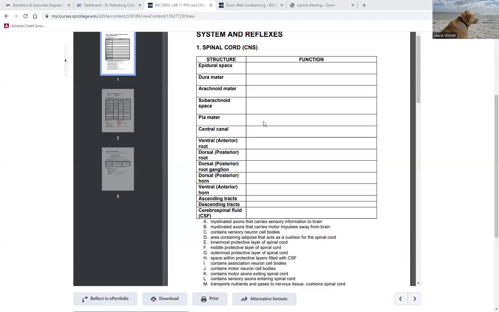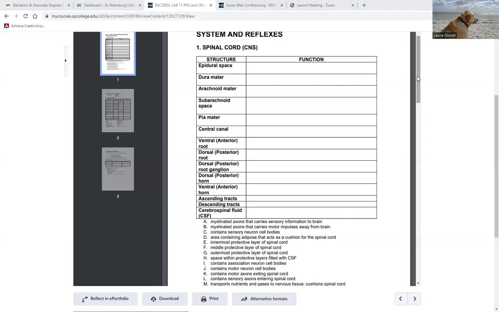K contains motor axons exiting the spinal cord. That would be your anterior or ventral roots. L contains sensory axons entering the spinal cord. So they're going to enter posteriorly. That would be the dorsal or posterior root. M transports nutrients and gases to nerve tissue and cushions the spinal cord. That's actually the function of the one at the bottom, the cerebrospinal fluid. And then N, the interior tube in the spinal cord filled also with CSF. That would be the central canal.